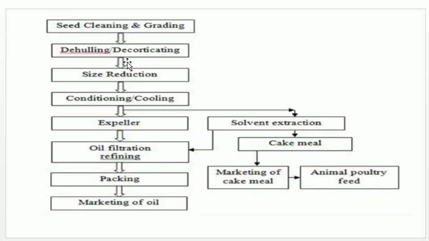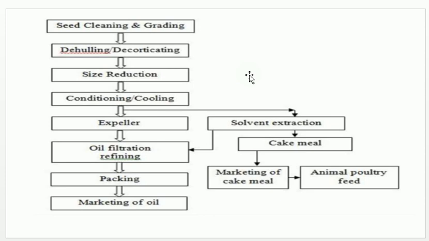This is the flowchart of the oil extraction method. The first portion is seed cleaning and grading. After that, dehulling and decoating, that is removing of husk. After that, size reduction, that is called grading, and after that, conditioning and cooling. After that, two operations can be done: it passes through the expeller, or the solvent extraction.